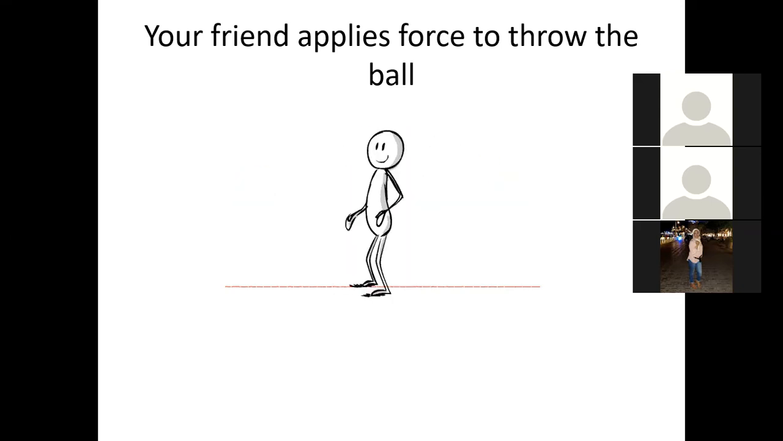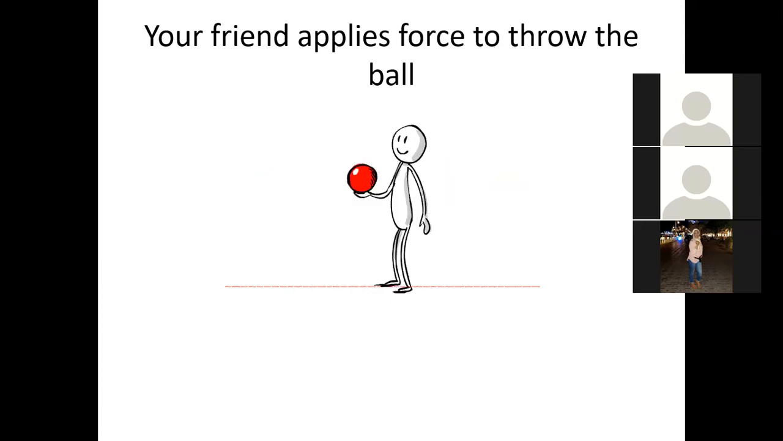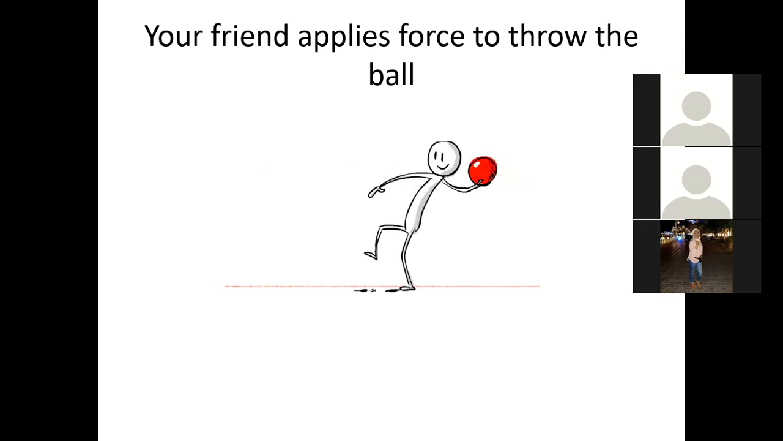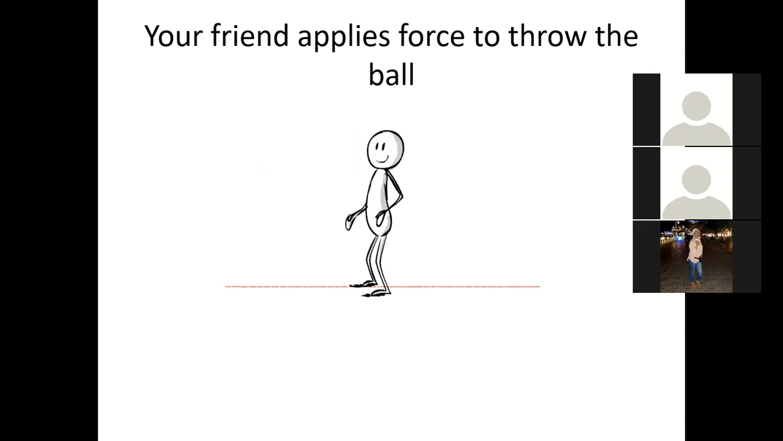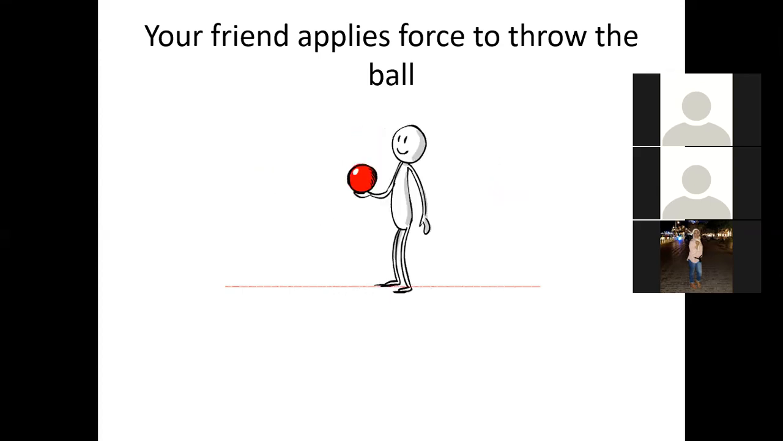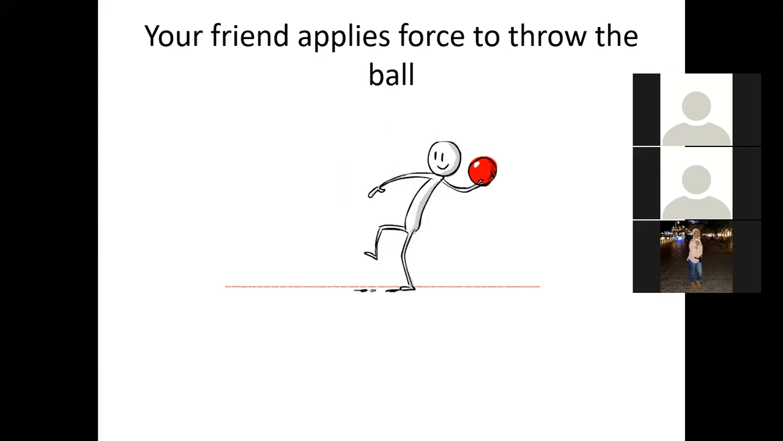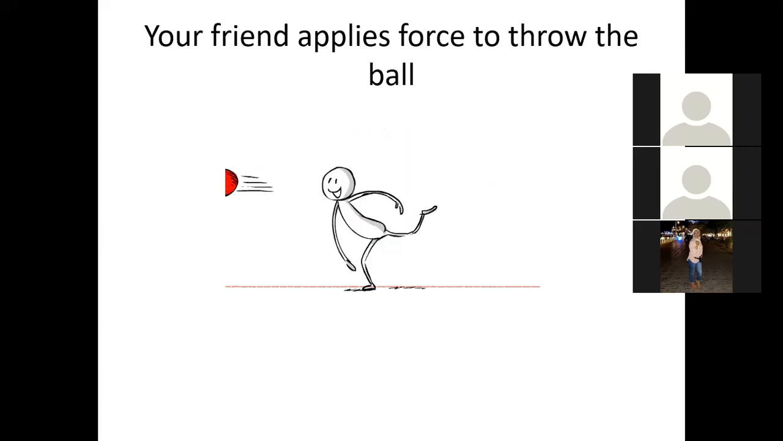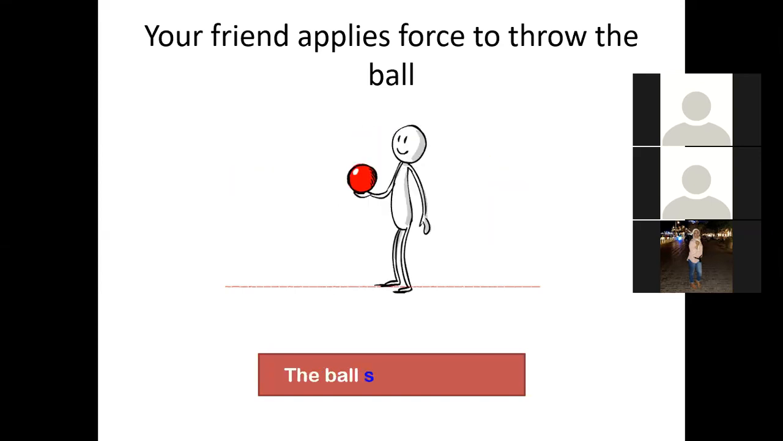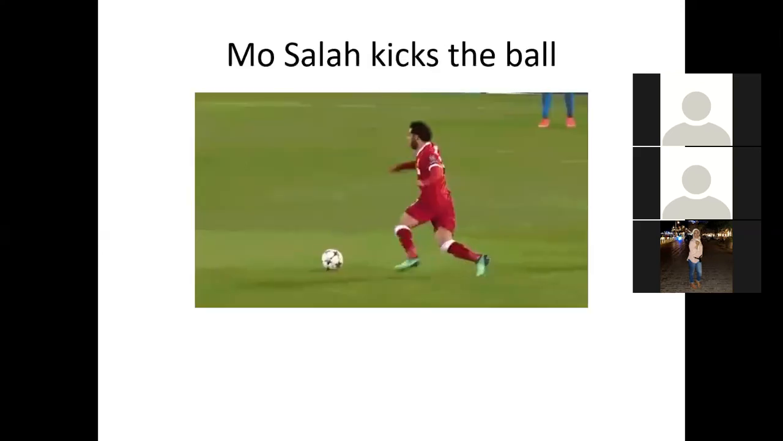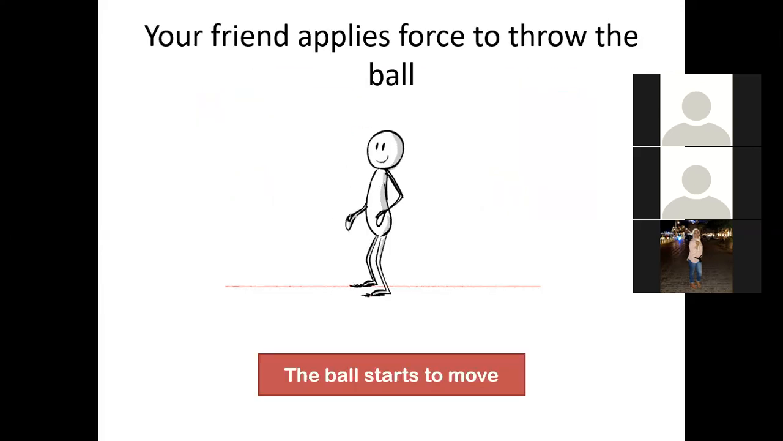The first thing is that you have something that is not moving, something that is staying still, like a ball in your hand, and you want to make it move. You want it to start moving. In this case, you're applying a force to make the ball move. It was not moving and you're making the ball move. So if you have an object that is not moving and you want it to move, you will apply a force to it.